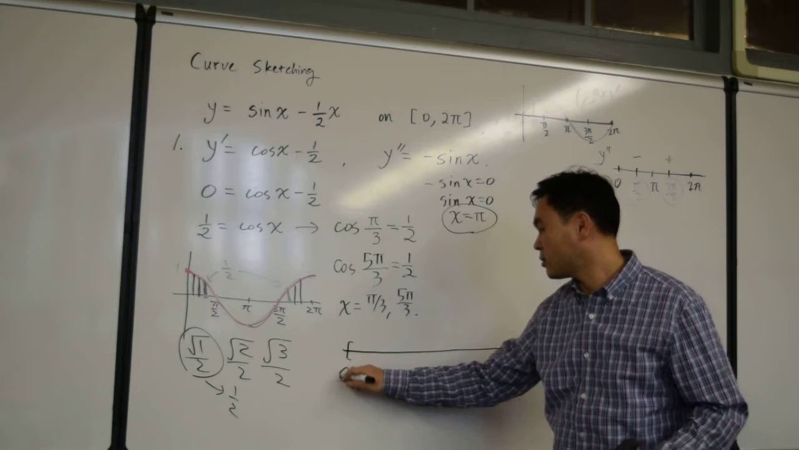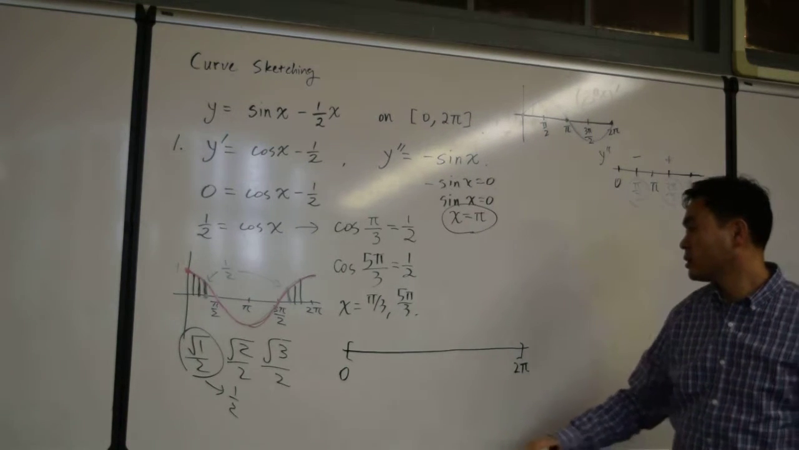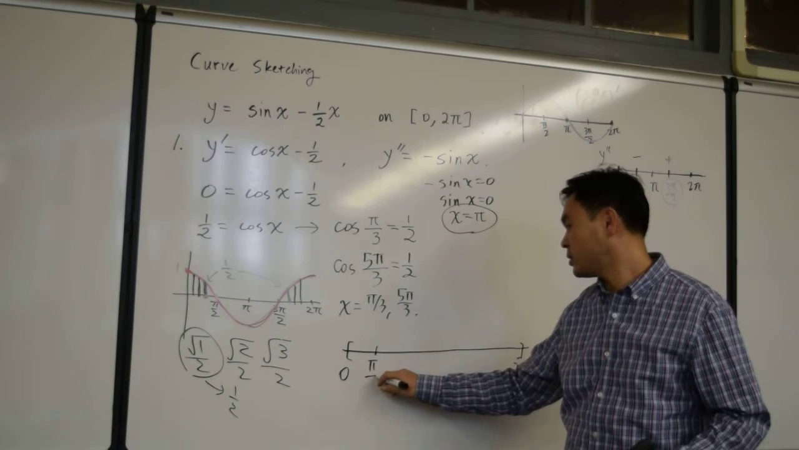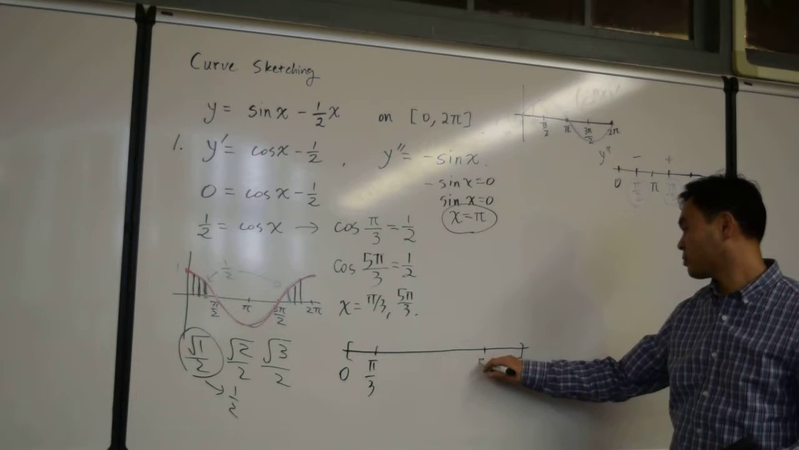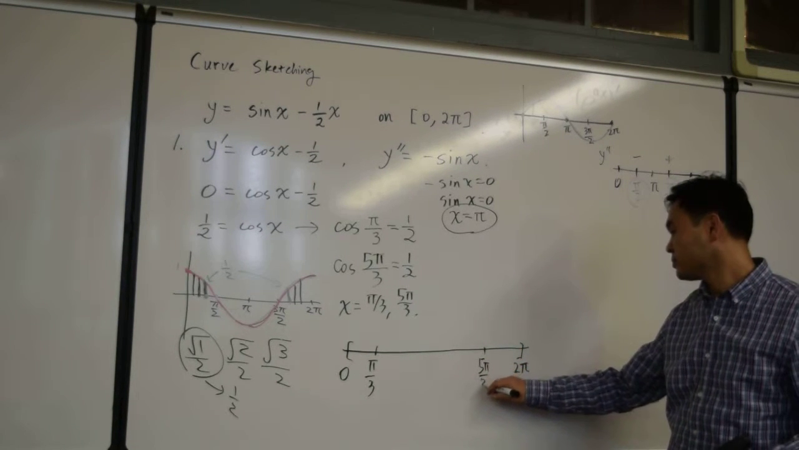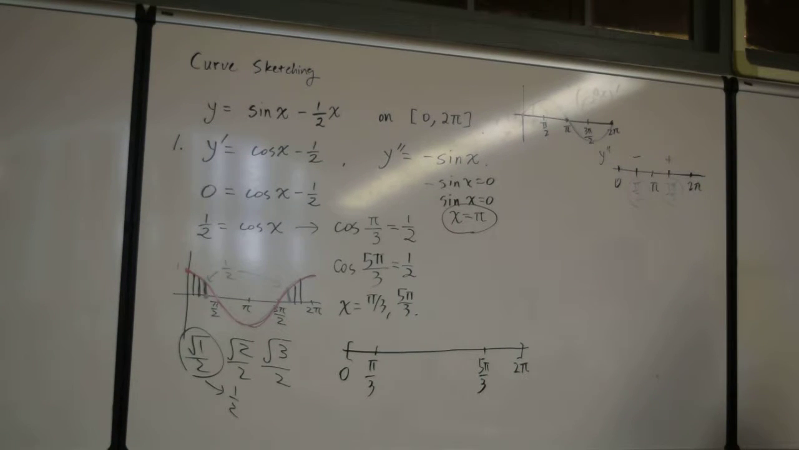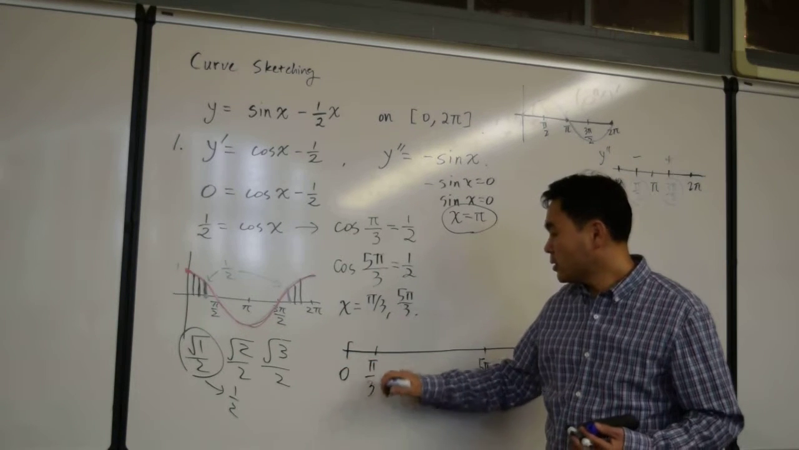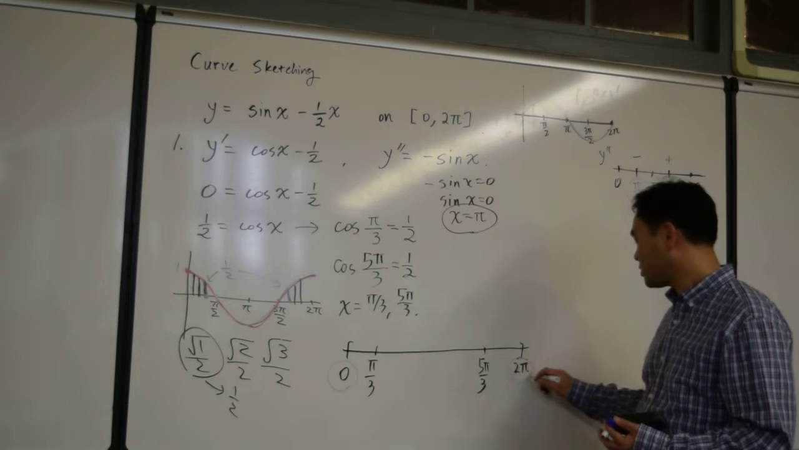Here is 0, here is 2 pi, here's pi over 3, and here's 5 pi over 3. And we have to pick test values. I want to pick 0 as the test value, and 2 pi as the test value.